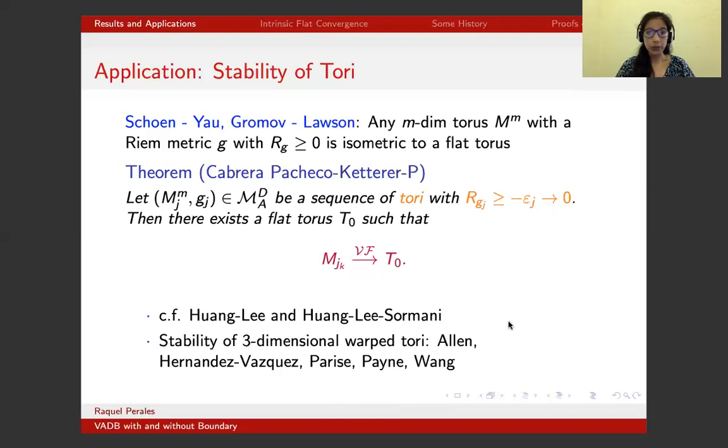So then one wonders what happens if we relax the condition on the non-negative scalar curvature. So now we will have a sequence of tori, Mj, where the scalar curvature is negative, but it will converge to 0. And we expect this sequence to converge to a flat torus. So this is what we prove. We prove it for a certain class. This class is modeled after the class of Wang Li and Li-Sormani to prove the stability of the positive mass theorem with respect to flat distance or intrinsic flat distance.